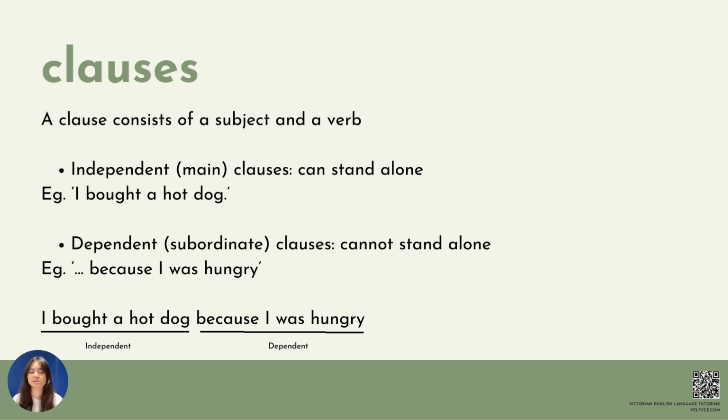Sometimes independent clauses are referred to as main clauses. Sometimes dependent clauses are referred to as subordinate clauses. So they're two names for both. I think that independent and dependent is easier to remember. Independent, if you're an independent person, you can be self-sufficient. A dependent, like a child dependent on their parents, needs to be attached to something else.